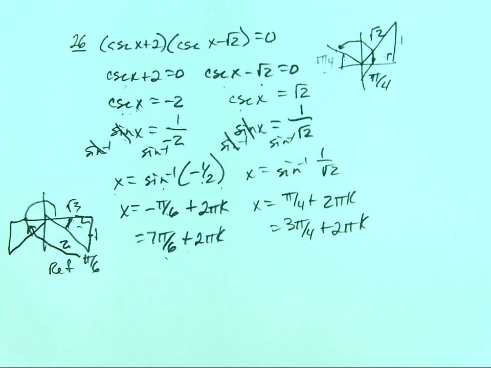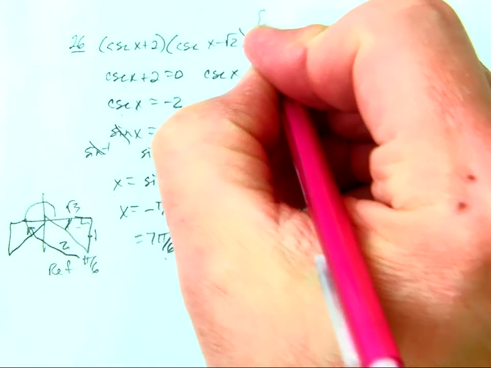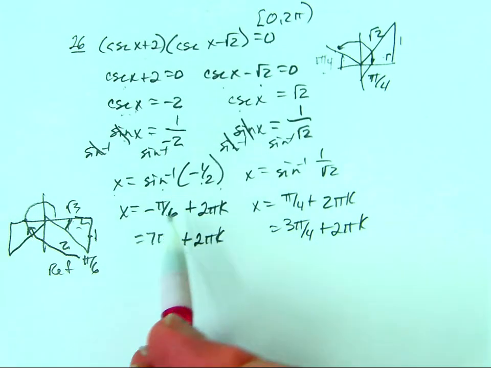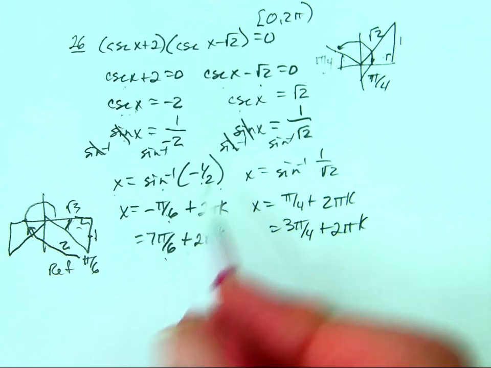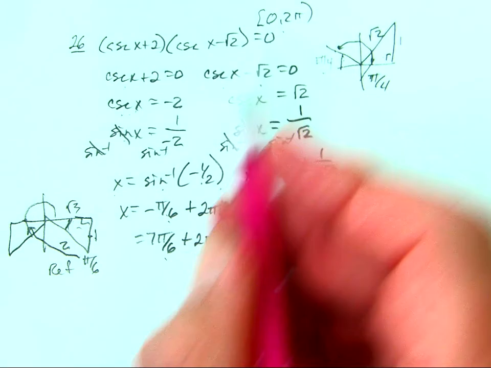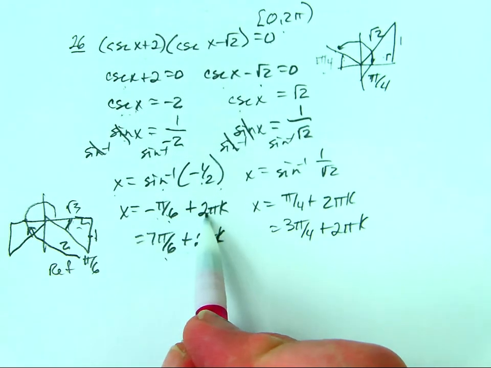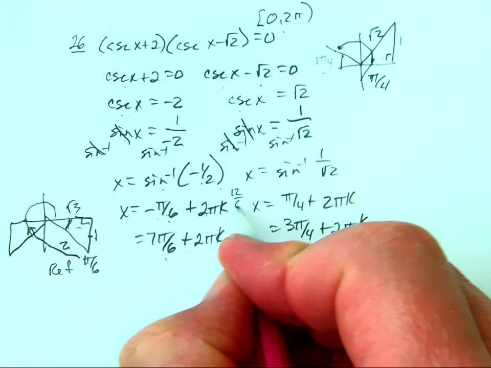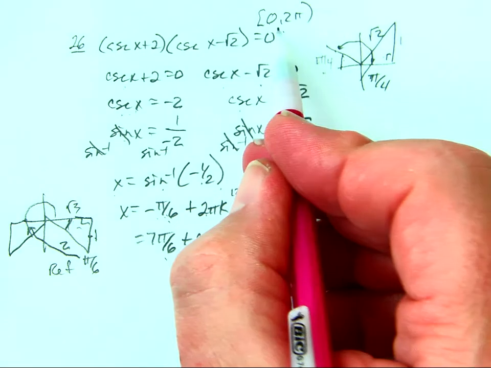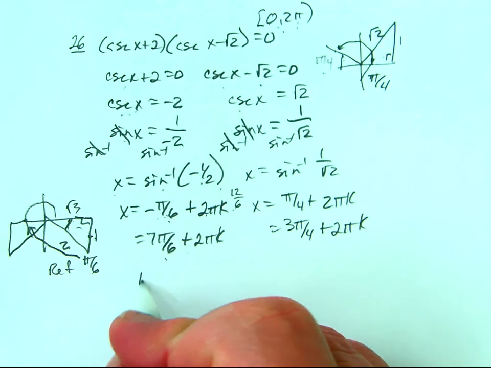Now the last thing on this one, it says find all the answers that are between 0 and 2 pi. So we just go through what we have. We start here with a negative pi/6. Is that in our interval? No, because there's no negatives. But we add 2 pi. Think of 2 pi as 12/6. Well, 12/6 plus a -1/6 is 11/6. Is that in there? Yes. So that's one of our answers.